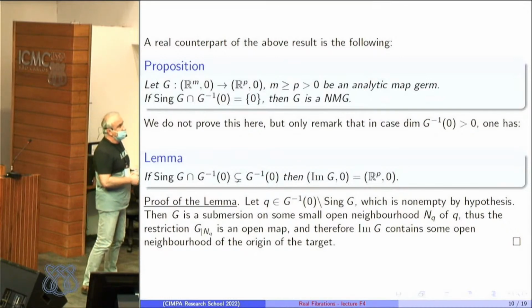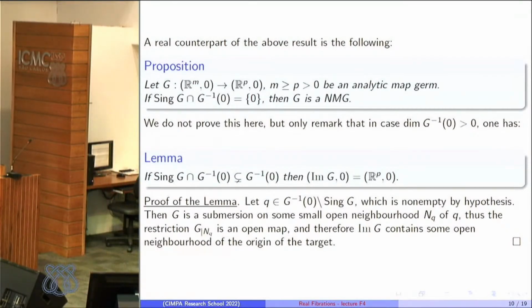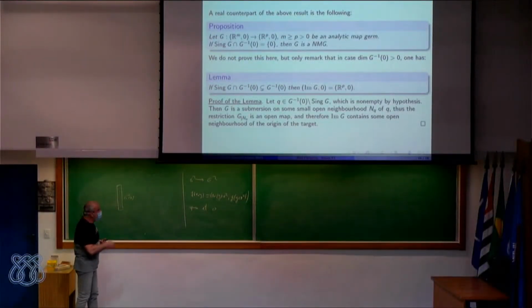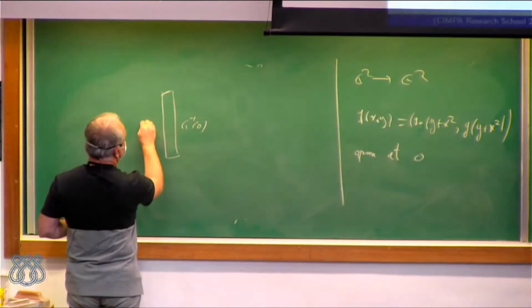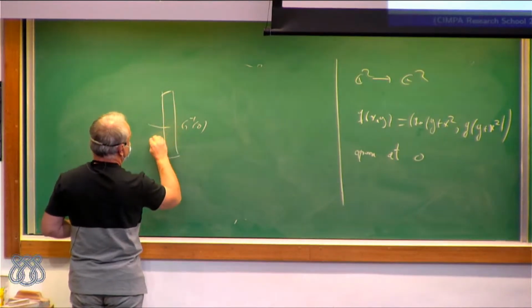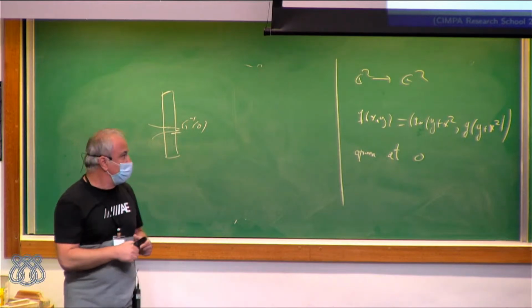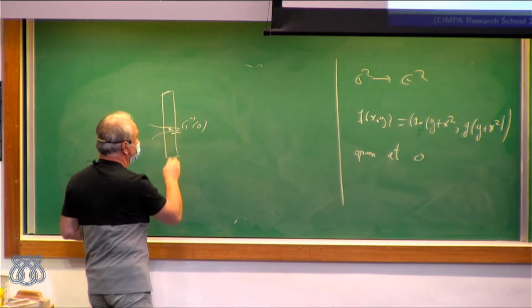So the lemma says that if you have a higher dimensional fiber, so this is the fiber, G inverse of 0. And you know that the singular locus is not the entire fiber, doesn't contain the entire fiber. And here I'm talking in terms of germs.